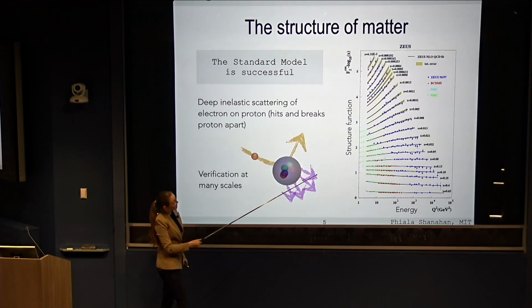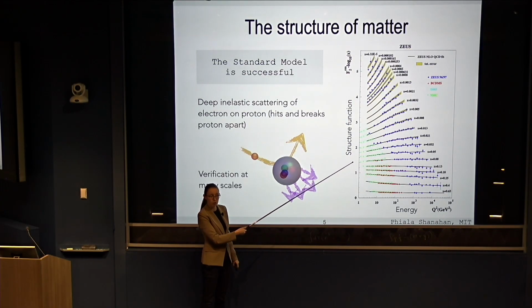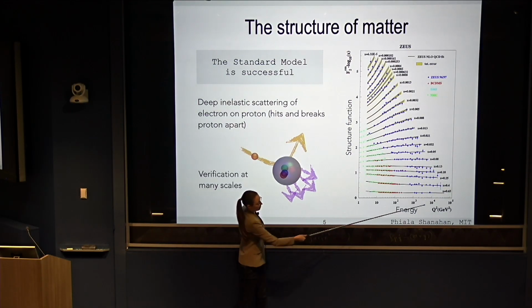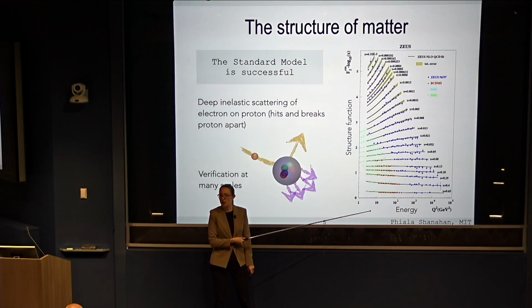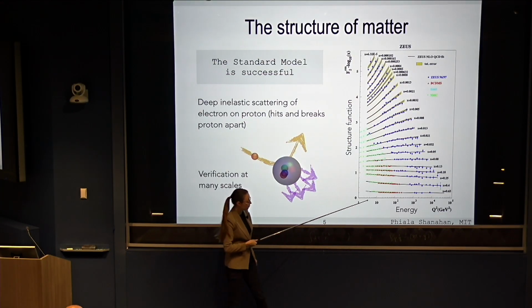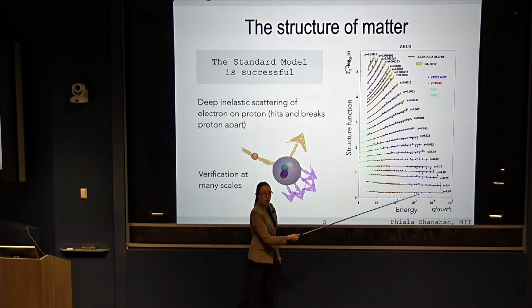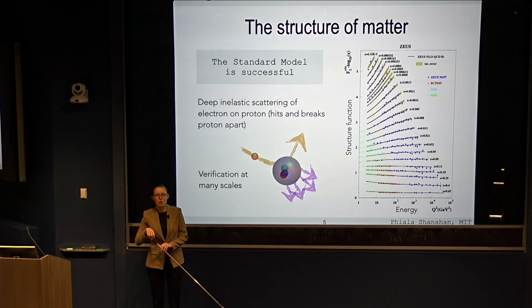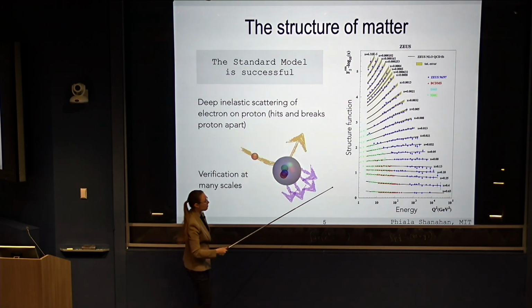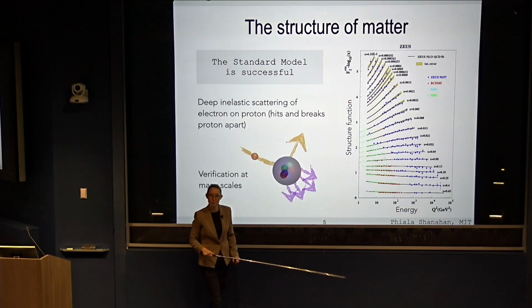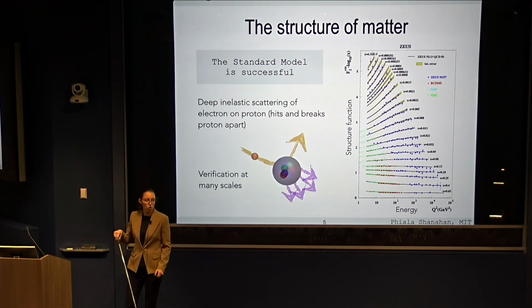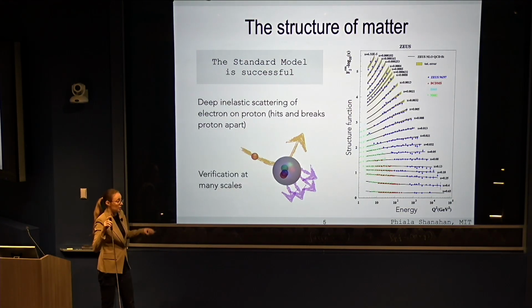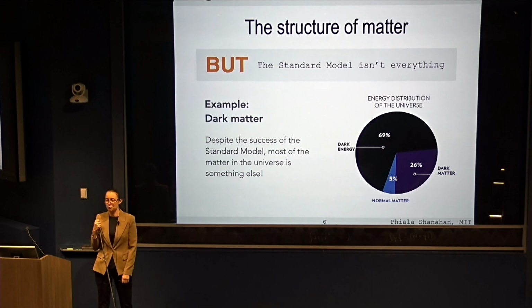But that's described in terms of quantities called structure functions. And here on the horizontal axis of this figure, this is energy, and it's a log scale, so this is over 5 orders of magnitude in energy. The dots are experiment, the bands are standard model, and you see beautiful agreement over this incredibly wide range of energy scales. Okay, so the standard model, as I said, is beautifully successful.